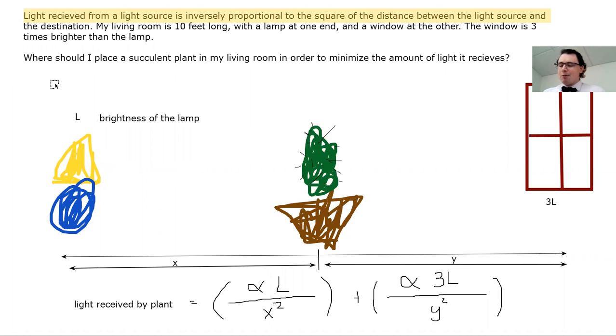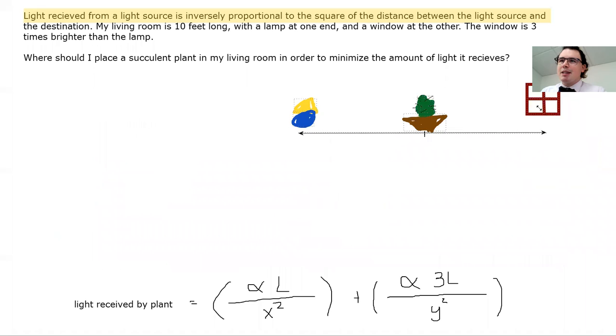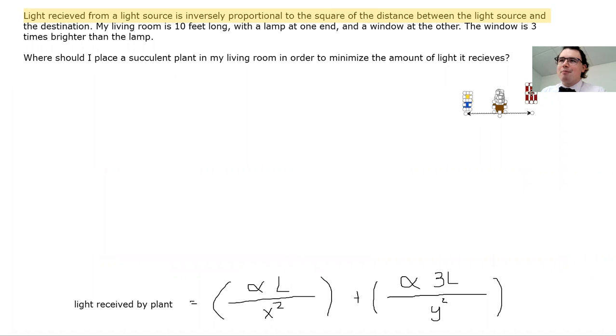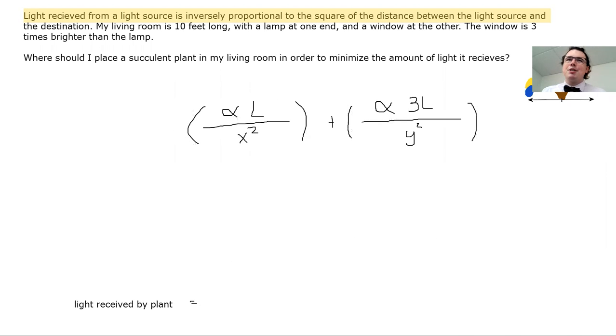Now, sadly, I do need to get rid of these pictures to make a little bit more room. So let's clear that. Maybe just shrink that down and keep it off in the corner. There we go. So this is the formula that I want to minimize.